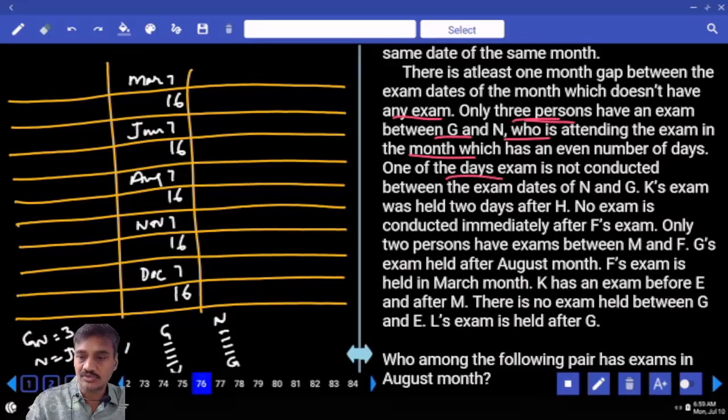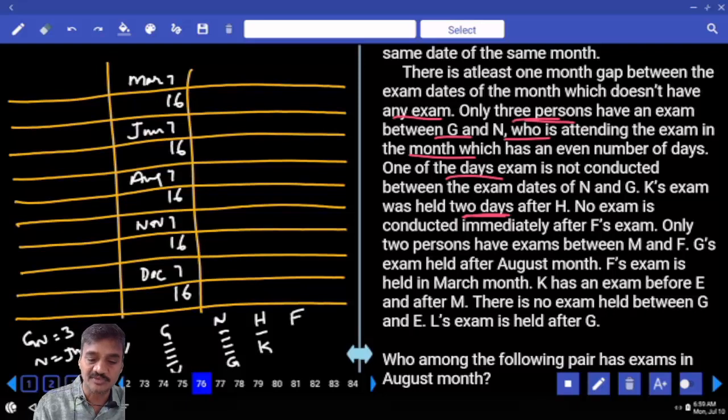The next condition: no exam is conducted between N and Z. And K's exam was held 2 days after H. Now K is 2 days after H, and between H and K there must be exactly 1, isn't it? K's exam was held 2 days after H, and no exam is conducted immediately after F.